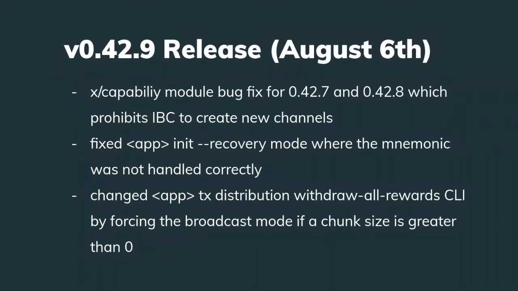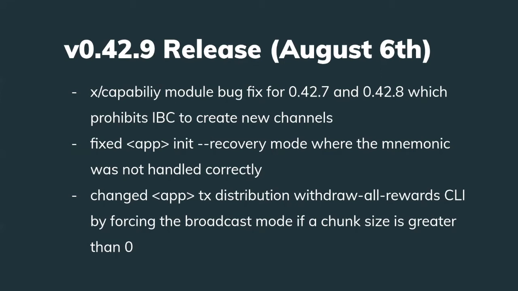But first off, the 4.2.9 release went out on August 6th, and this had 3 changes added. One was fixing an issue introduced in 4.2.7 where it was prohibiting IBC from creating new channels. So we fixed that in the capability module. It had to do with the initialize and seal method, and it requires updating an app module manager by adding the x/capability module to begin blockers.